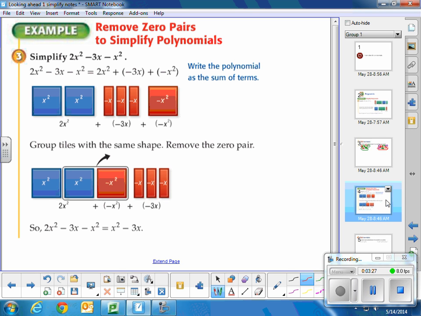In this next example, they show you how when you have zeros, you can remove them. 2x squared minus 3x minus x squared is illustrated with the algebra tiles here. And this x squared and the negative x squared, when you put those two together, they're opposites, and a number and their opposite always add to be 0, so you can remove them. Those are going to disappear. And what you're left with then is x squared plus a negative 3x, or x squared minus 3x.